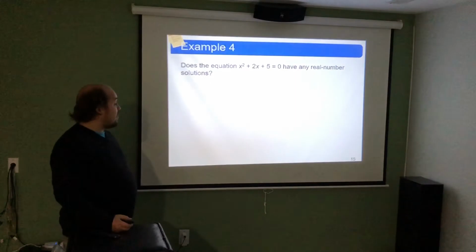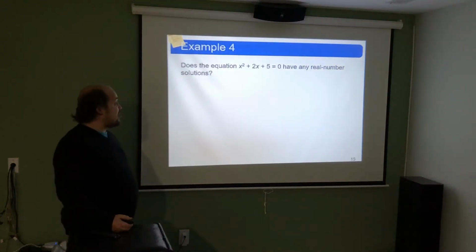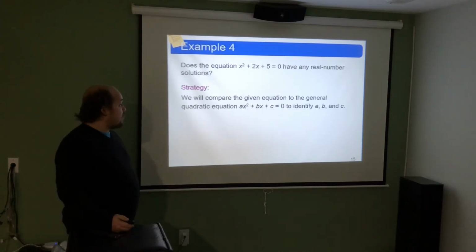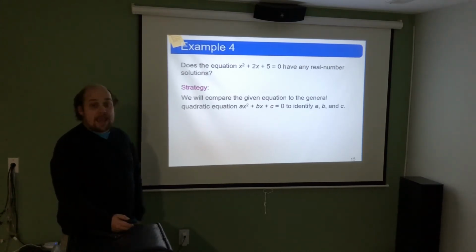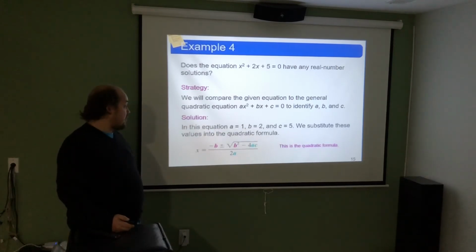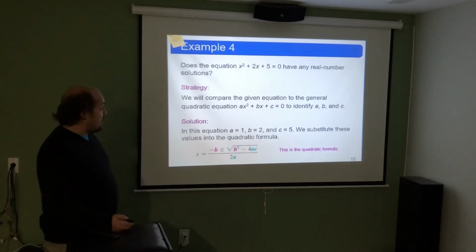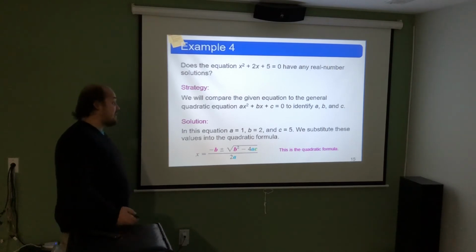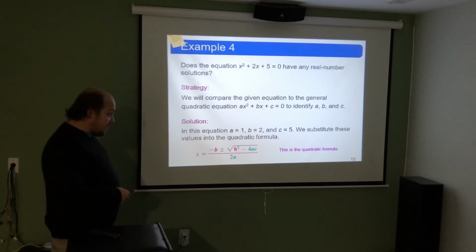So if we want to figure out, does the equation x squared plus 2x plus 5 equals 0 have any real number solutions? Where we'd want to start is by identifying a, b, and c in the equation. So in this case, a equals 1, b equals 2, and c equals 5. What we really care about is what's happening here under the root.